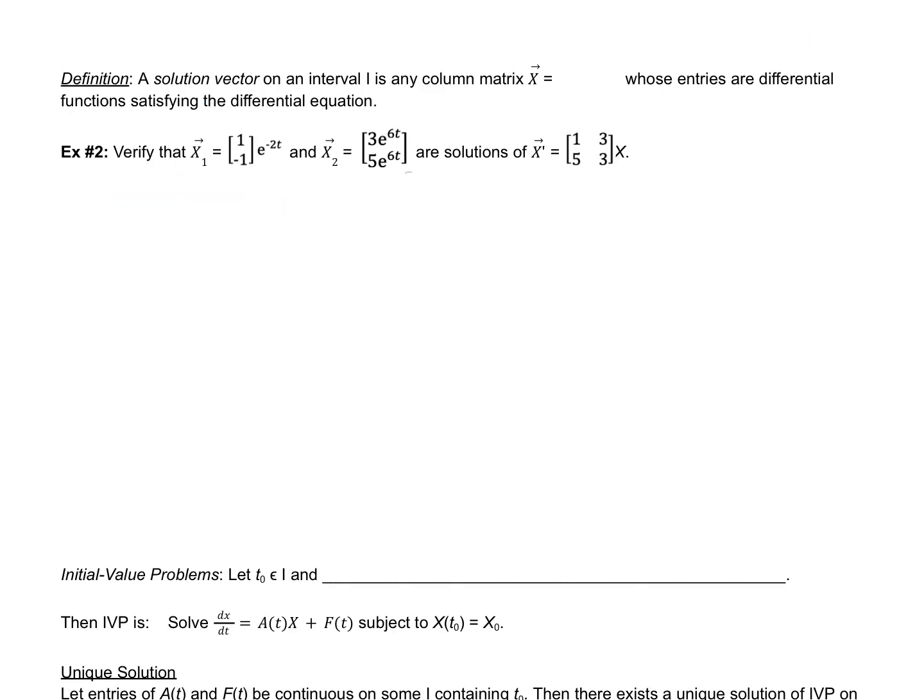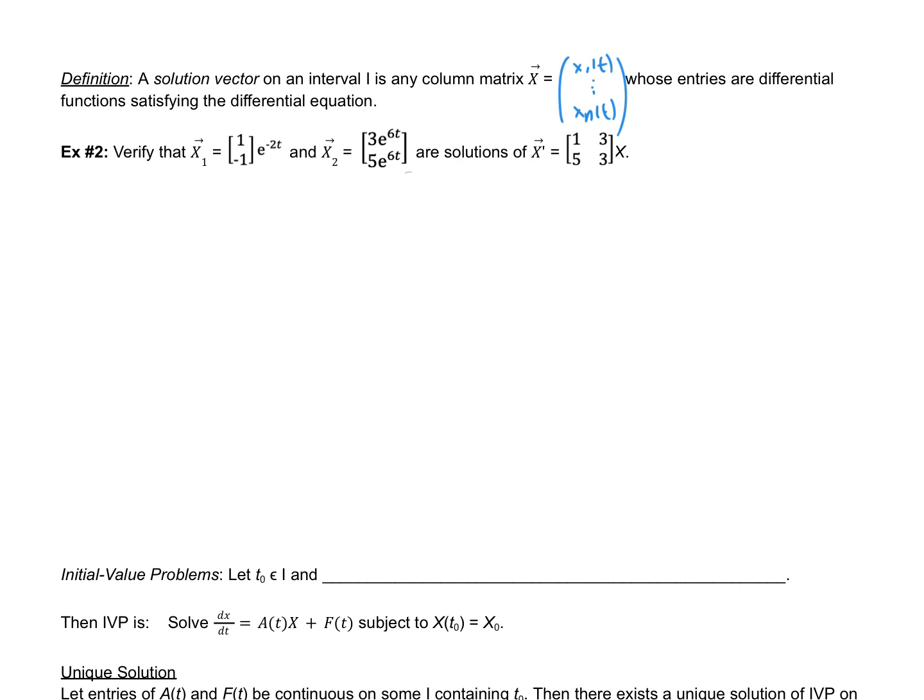Let's move on. Next thing that we want to talk about is a solution vector. So a solution vector on an interval I is any column matrix X, and it's going to look like this, x1 of t all the way down to xn of t, whose entries are differentiable functions satisfying the differential equation. So let's take a look at an example. In example 2, we are verifying that x1 and x2 are in fact solutions of this given equation.